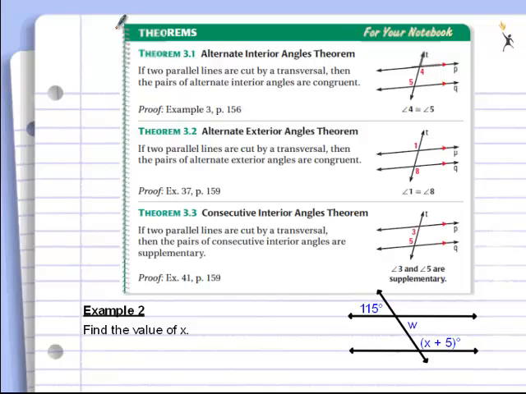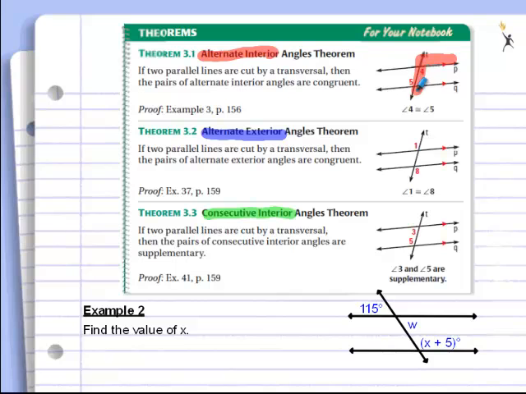Flip the page and you'll notice we have 3 more things. These are theorems, not postulates, but they mean the same thing. Here we have alternate interior angles. Here we have alternate exterior angles. Here we have consecutive interior angles. See how we're revisiting all 4 of them over again.